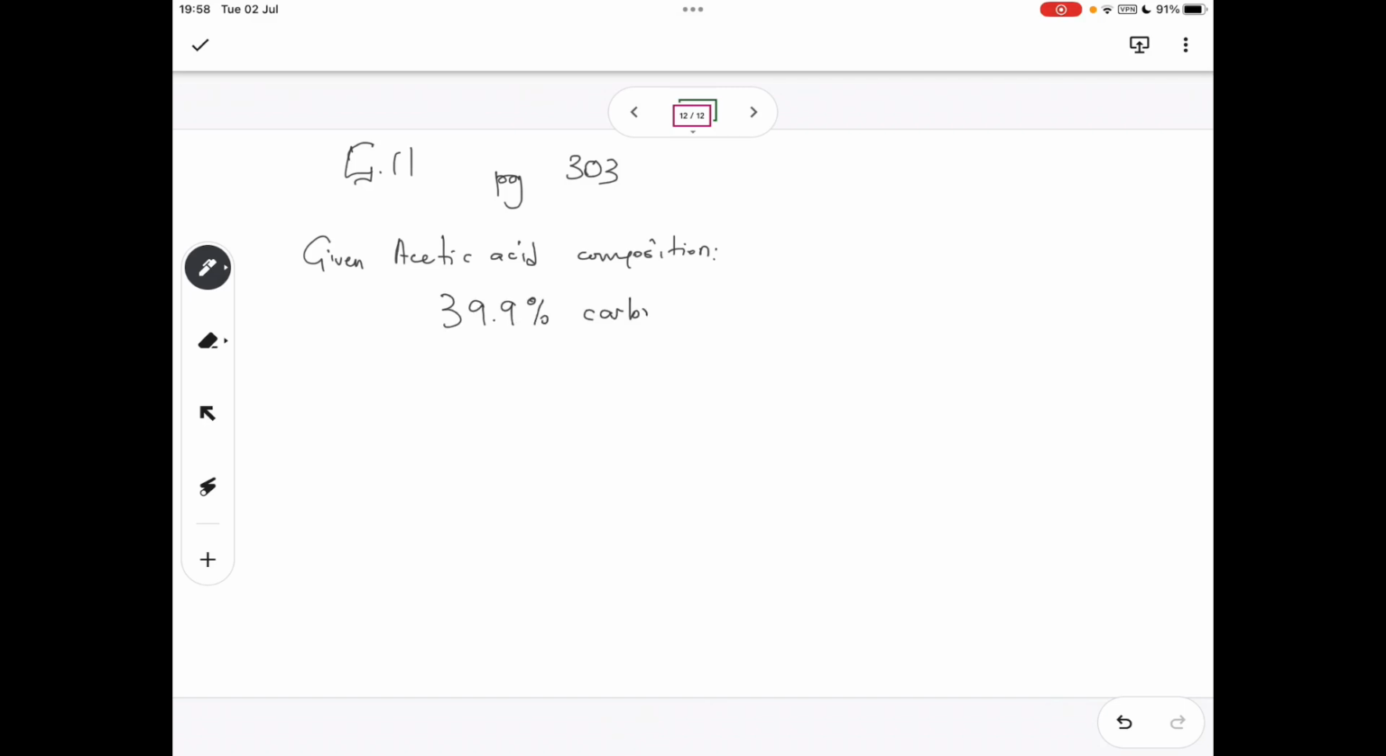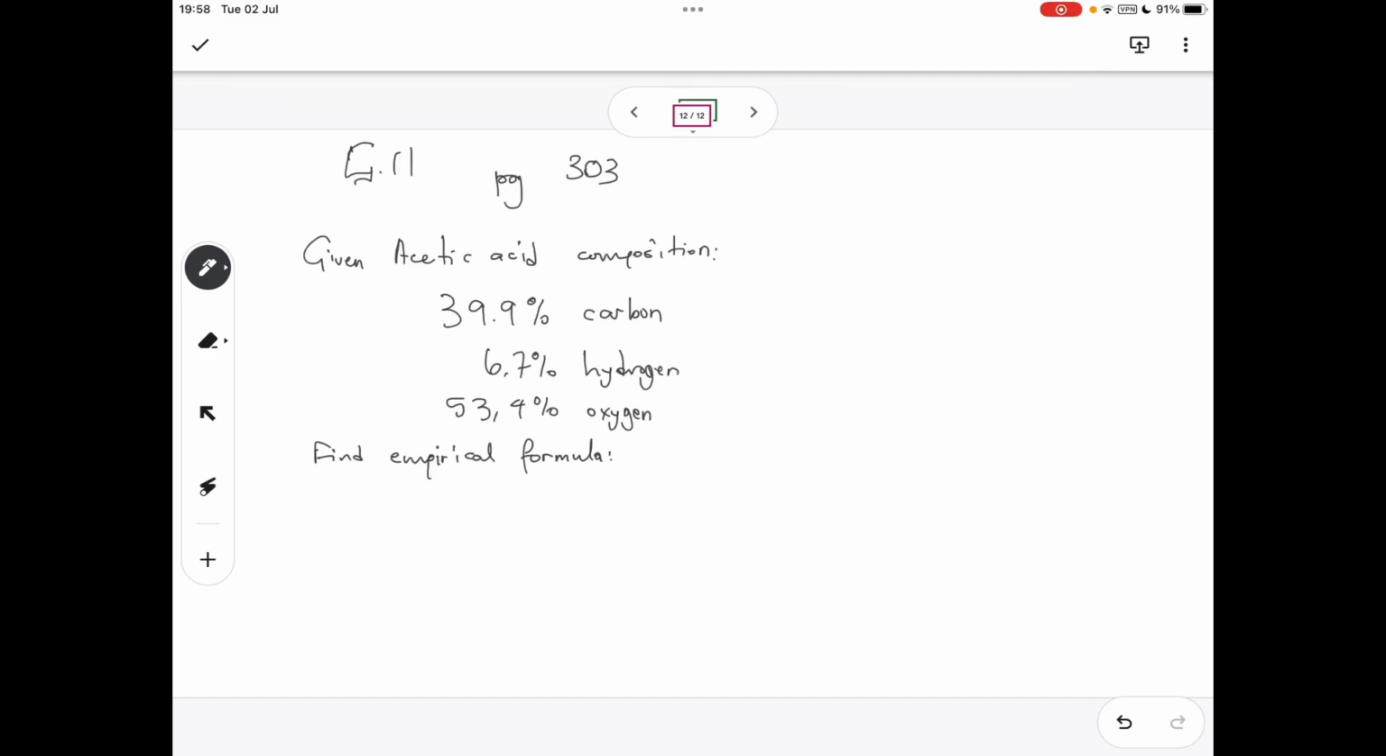It is 39.9% carbon. It is 6.7% hydrogen, and it is 53.4% oxygen. We are asked to find the empirical formula. So this is pretty much like one of the types that we talked about now, one of the 4 types. So we must find the empirical formula.